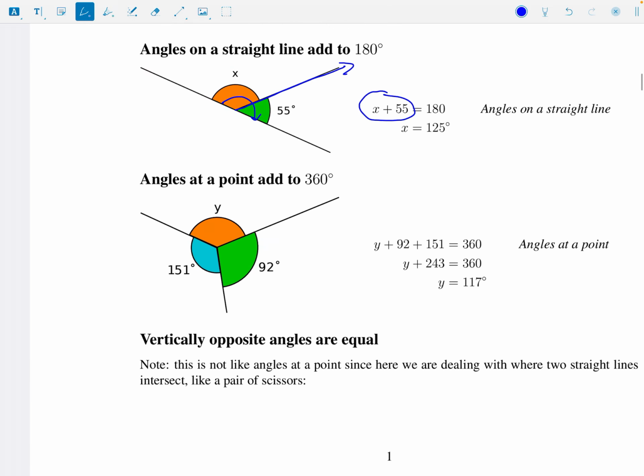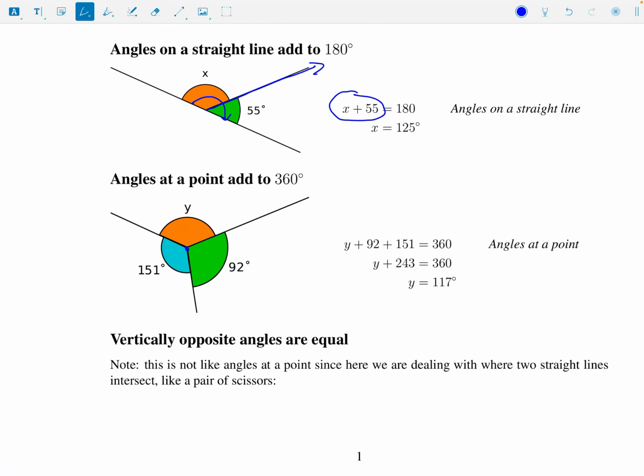Similarly, if we have a point here, which is met by three different lines, the sum of those three angles must add up to 360 because a full rotation is 360. So we have y plus y plus 92 plus 151 should equal 360. If you collect 92 and 151 together, we get 243. We bring this to the other side by subtracting, and we get y equals 117 degrees.